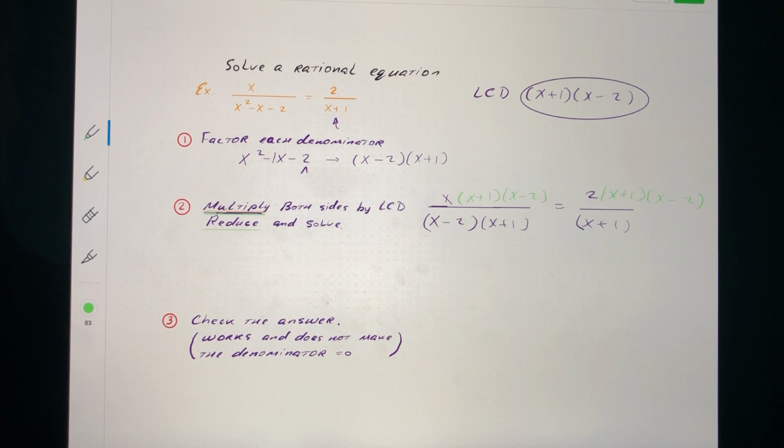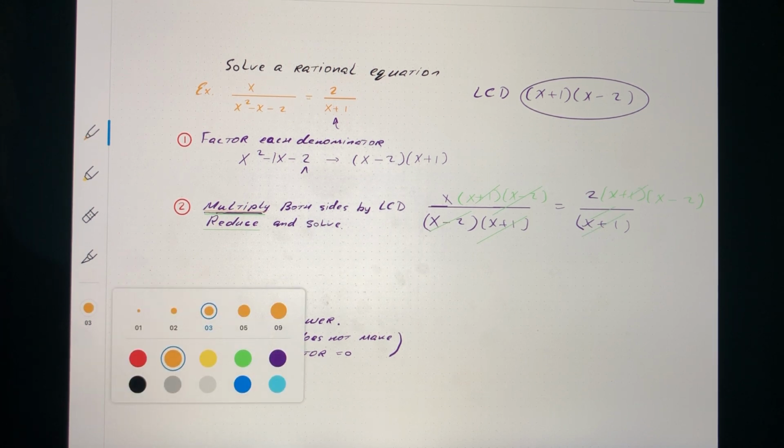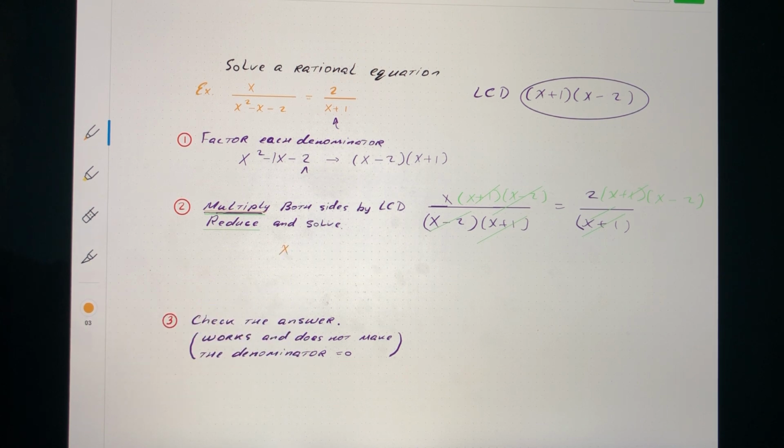The next part is to reduce. So we cancel what can be cancelled: x minus 2 with x minus 2, x plus 1 with x plus 1, x plus 1 with x plus 1. That leaves us with x is equal to 2 times (x minus 2). Now to solve, we distribute the 2. That makes 2x minus 4.